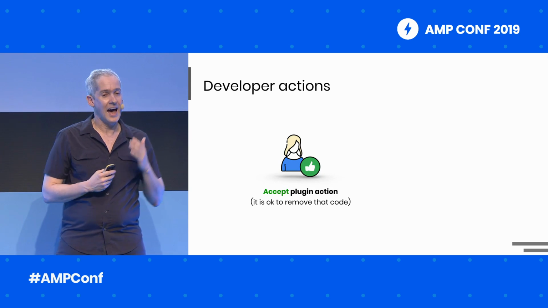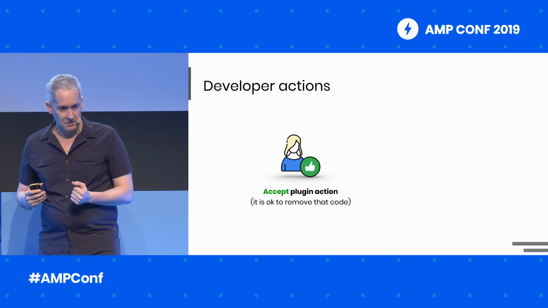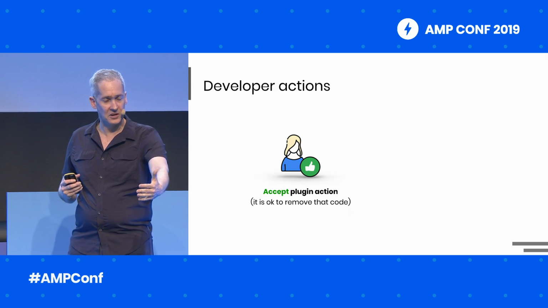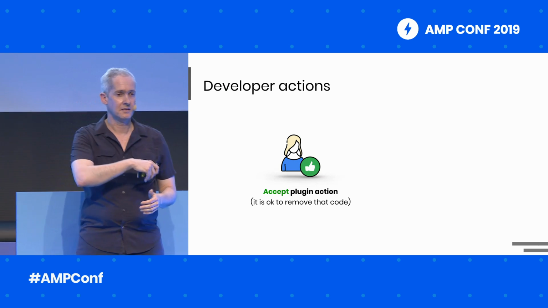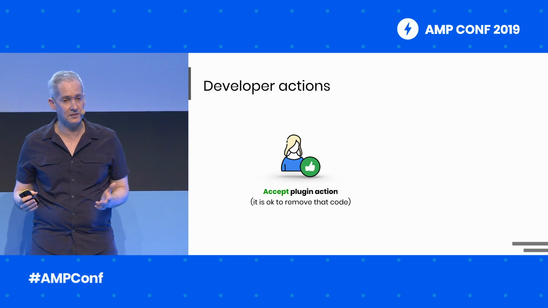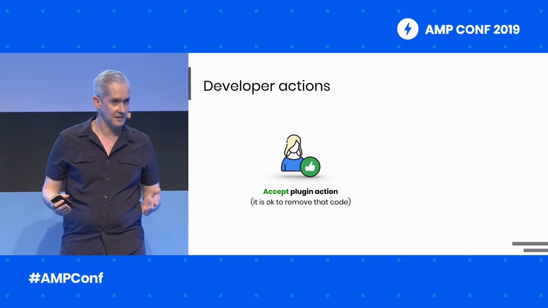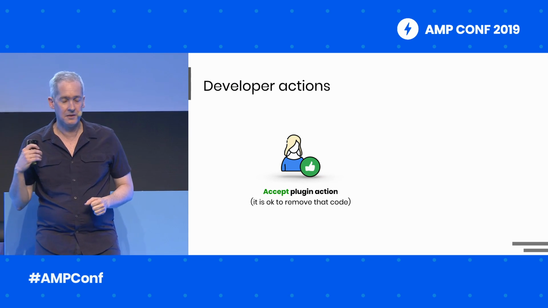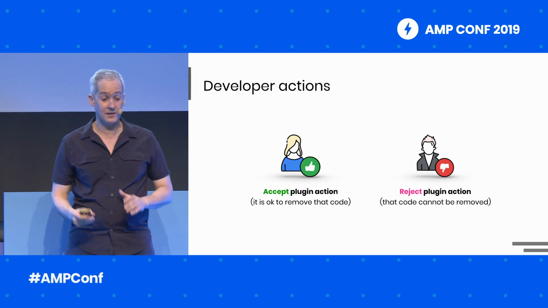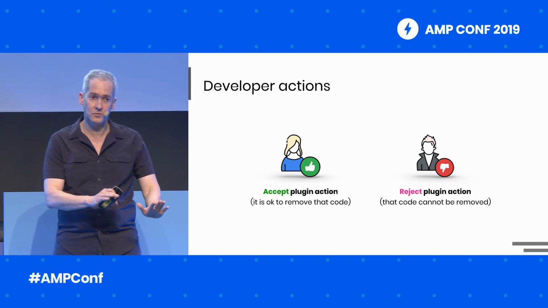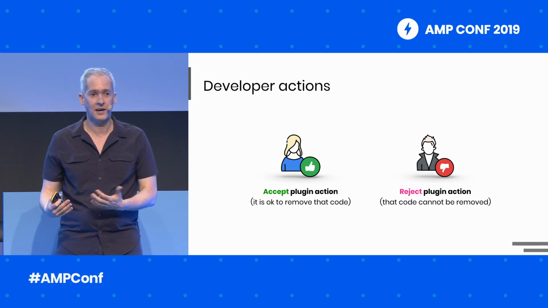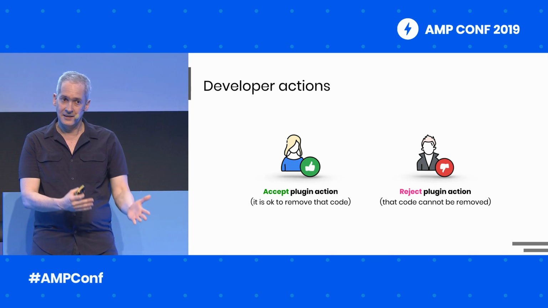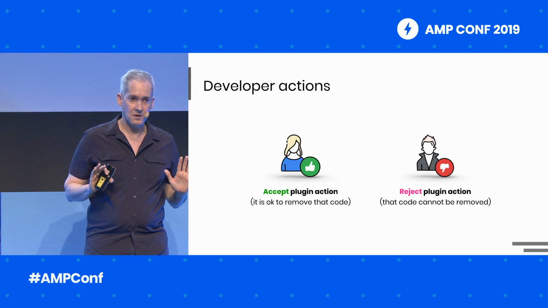As a developer, you decide what to do. You can either accept the plugin action, which basically means you are telling the plugin, it's OK, you can take that markup away because I don't need it. It's not essential for my site. Or, no worry, I have an AMP-compatible solution for it. Let's get going. Or you can say, no, please don't remove that offending markup because I don't have a solution right now and I need it in my site. So let's not have AMP at this moment.